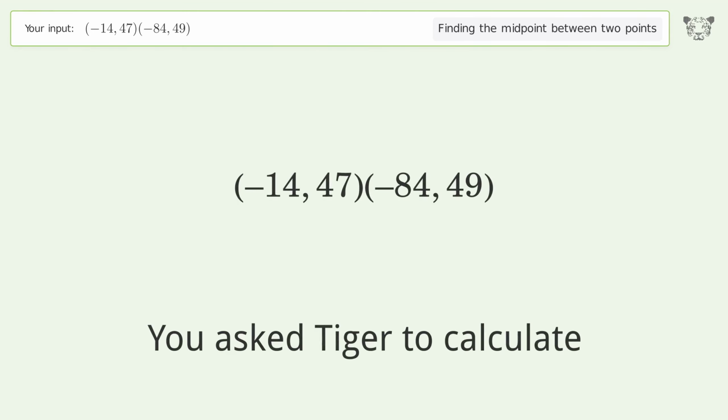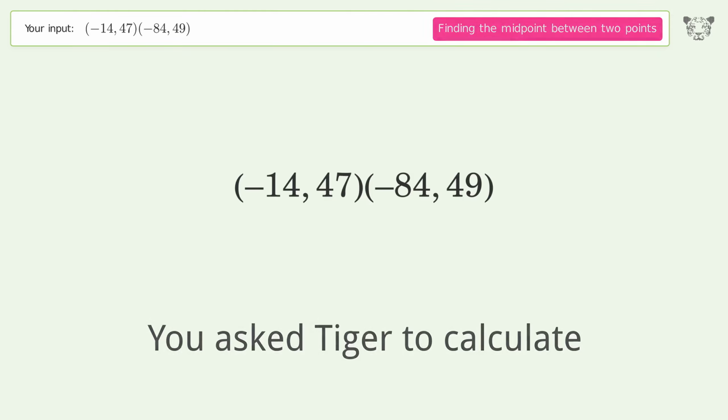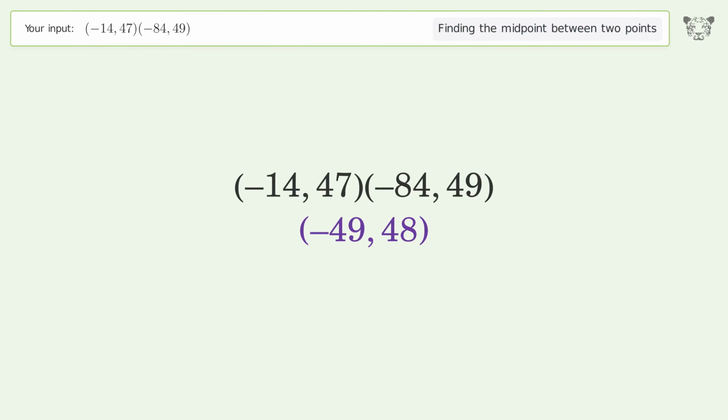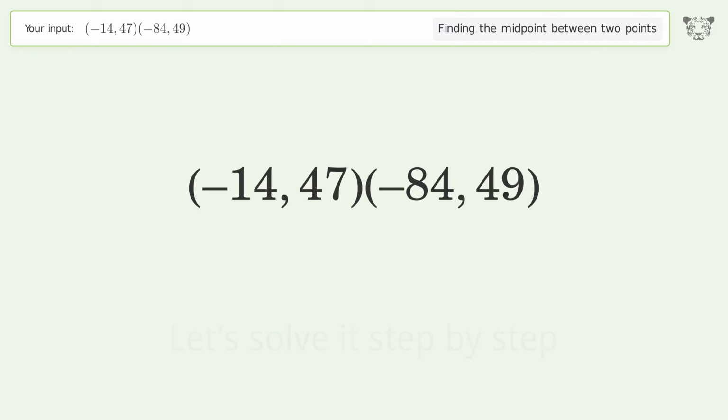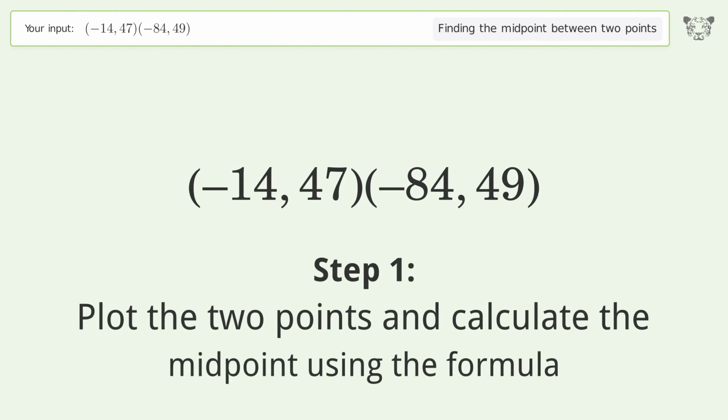You ask Tiger to calculate. This deals with finding the midpoint between 2 points. The midpoint between the 2 points is negative 49, 48. Let's solve it step by step. Plot the 2 points and calculate the midpoint using the formula.